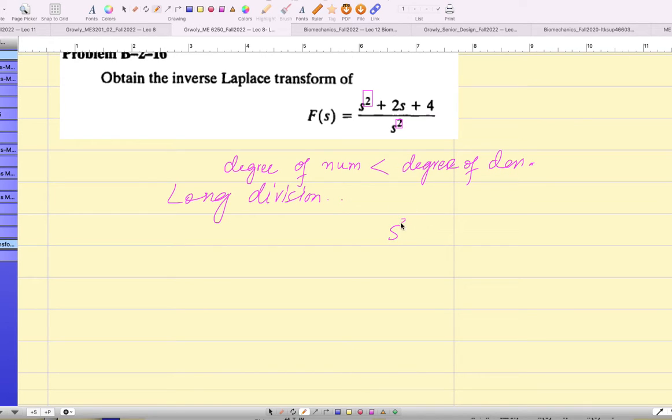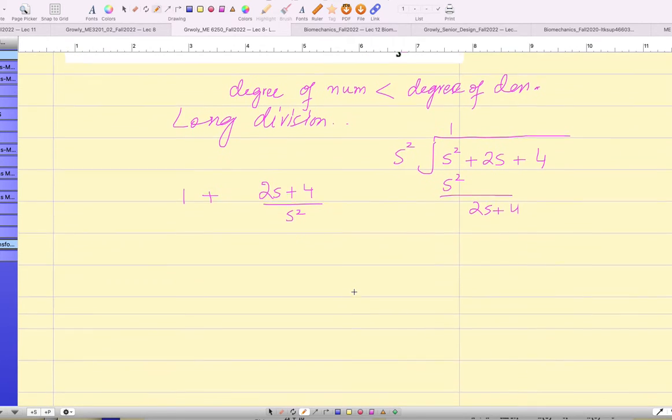The denominator is s square, numerator is s square plus 2s plus 4. S square times 1 is s square, so you're left with 2s plus 4. So now if you see here, 1 whole number plus 2s plus 4 over s square, correct? That's how we do that.